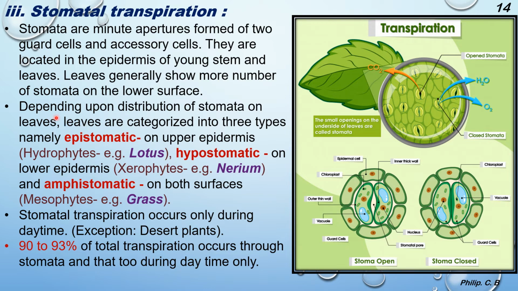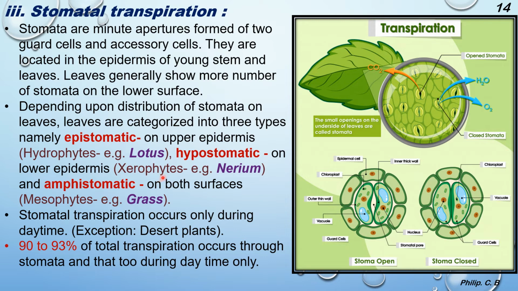Now, second point: depending upon the distribution of stomata on leaves, leaves are categorized into three types, namely epistomatic, with stomata on the upper epidermis, for example in hydrophytes, example lotus. To understand this concept, I added all the examples in the next page. Second, hypostomatic, on the lower epidermis, that is xerophytes. As you know, xerophytes were learned in the practical.